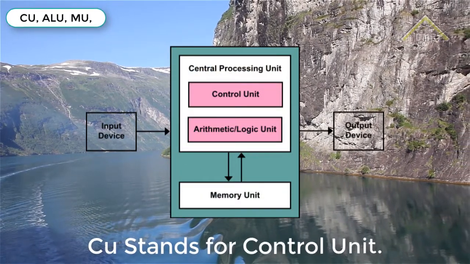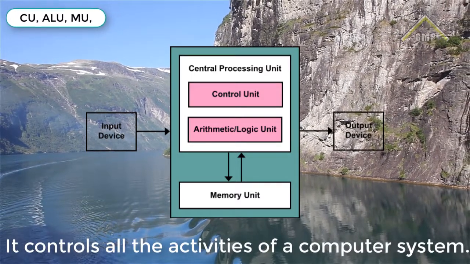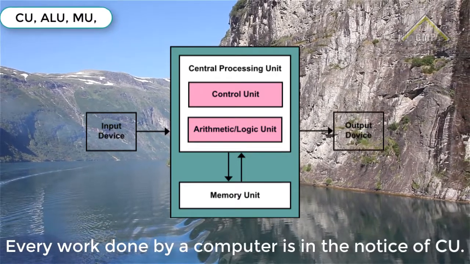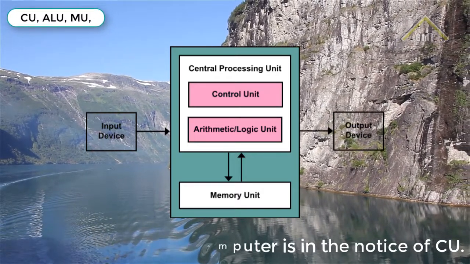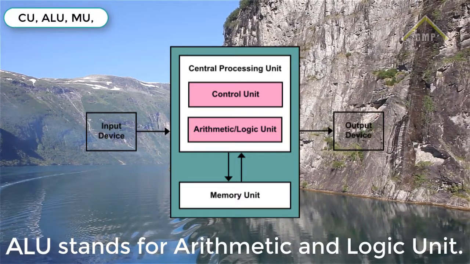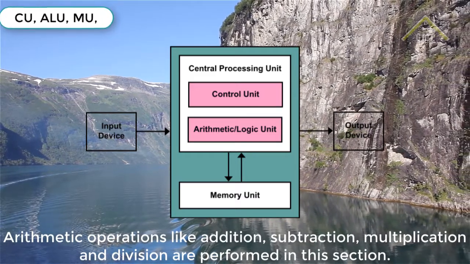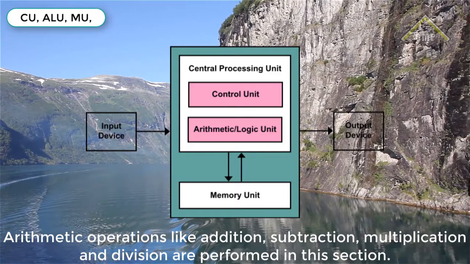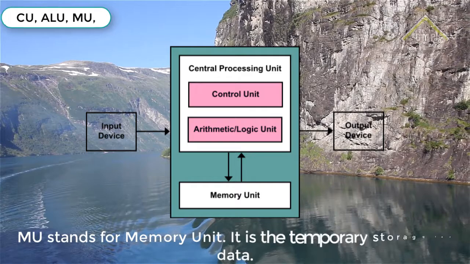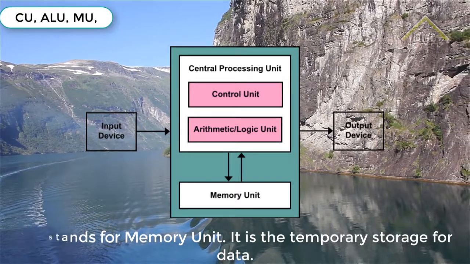CU. CU stands for Control Unit. It controls all the activities of a computer system. Every work done by a computer is in the notice of the CU. ALU. ALU stands for Arithmetic and Logic Unit. Arithmetic operations like addition, subtraction, multiplication and division are performed in this section. MU. MU stands for Memory Unit. It is the temporary storage for data.